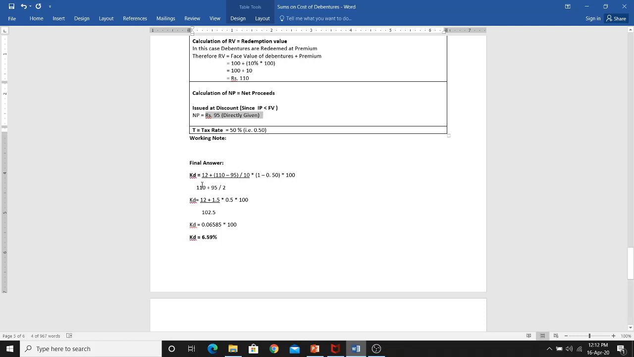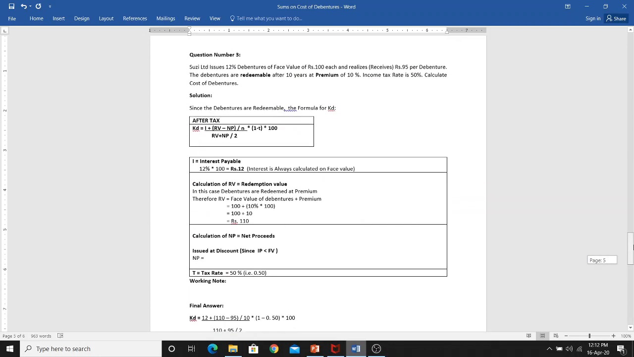That is 12 is the interest rate plus RV minus NP divided by N. So first you're going to solve this. Then you're going to add it with the interest and then divide it by 110 plus 95 divided by 2, which will give you 102.5. First solve the numerator with the denominator, then multiply with the tax rate, and then last multiply it with 100.